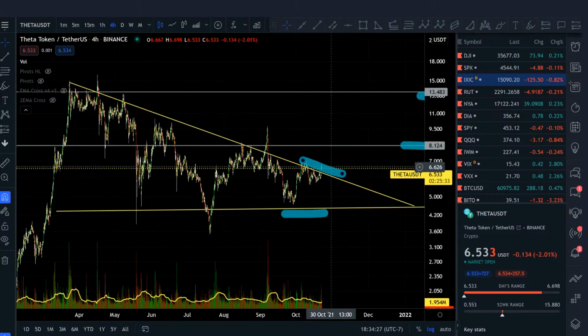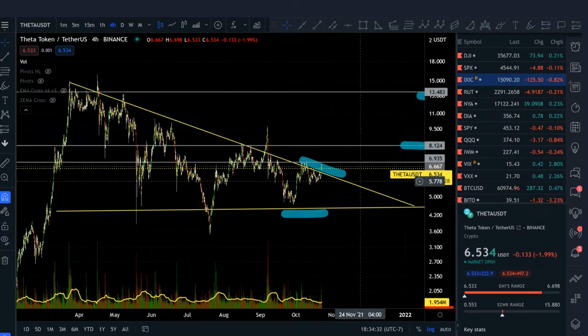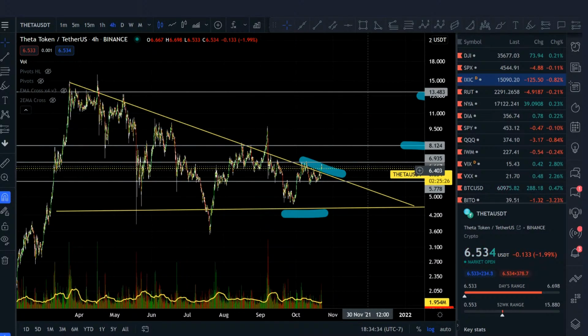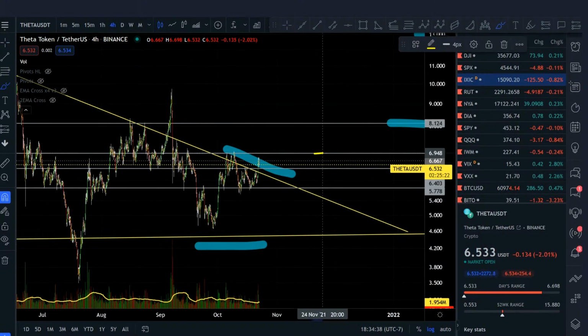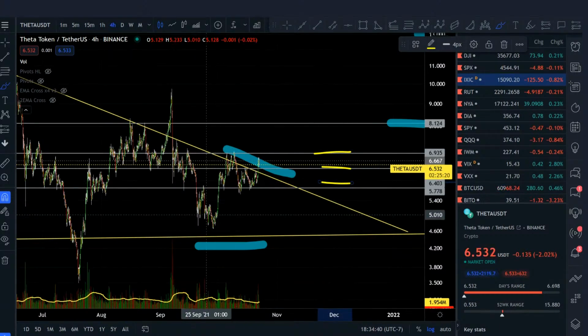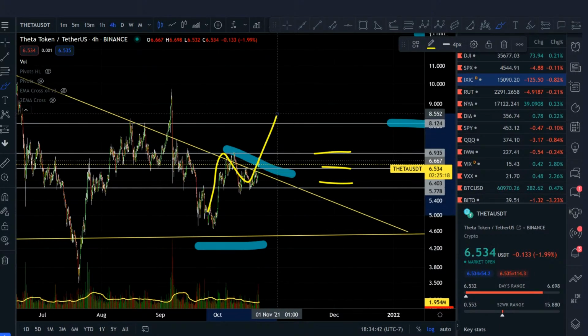Okay, so I would watch Theta price very, very closely: 693, 577 and 640. Those three ranges in the yellow like that. Okay, because if it's going to break bull, it's got to do that.